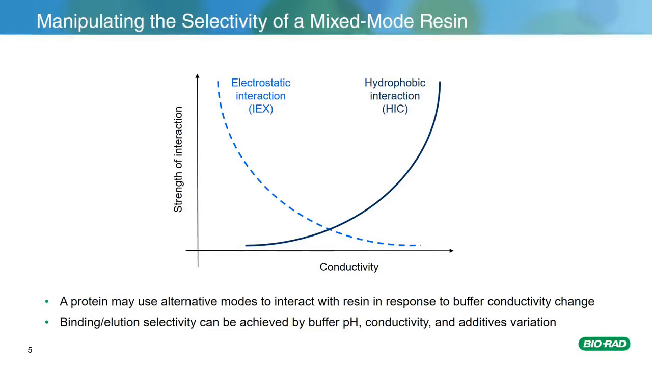As the protein's charge state is pH dependent, its binding and elution selectivity can be achieved by buffer pH and conductivity variation. In today's presentation, I would like to focus on the use of buffer additives to manipulate these interactions in order to achieve the desired chromatography separation.